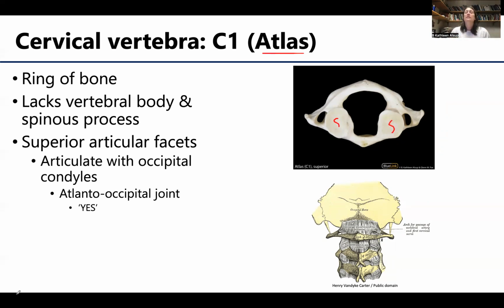And this will allow me to say, yes, I would like to do that. It's all because of this atlanto-occipital joint. Do notice you still see that vertebral foramen on either side. So, cervical vertebra, right?